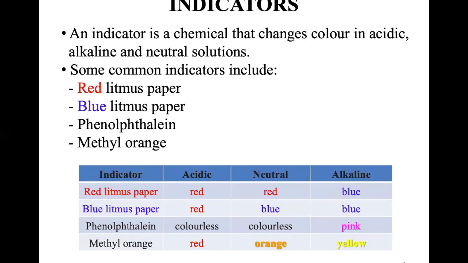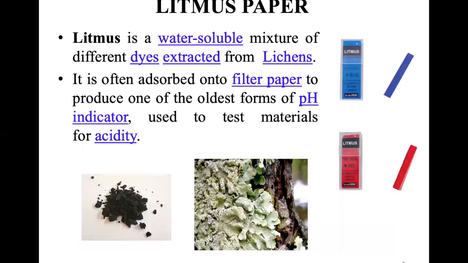So, what is an indicator? An indicator is a chemical that changes the color in acidic, alkaline, and neutral solution. Some of the common indicators are red litmus paper, blue litmus paper, phenolphthalein, methyl orange. We'll be learning about it in the next slide.